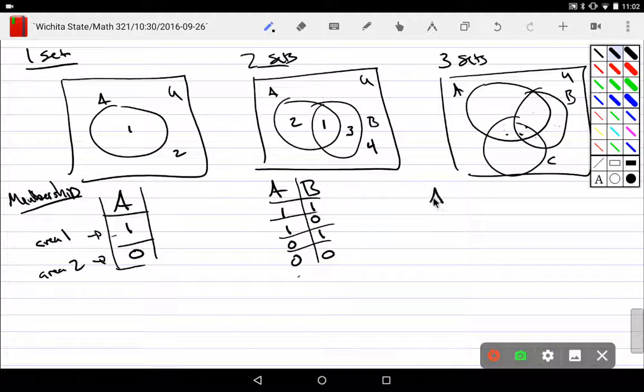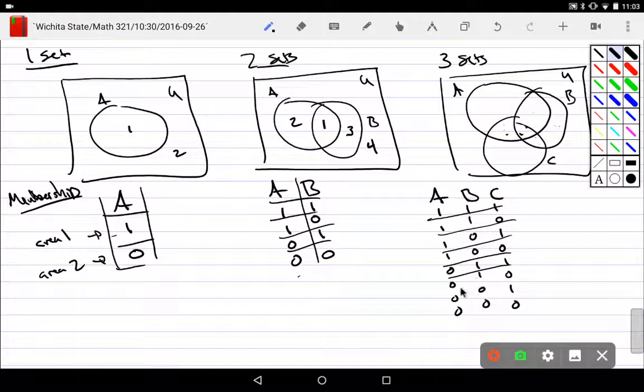All right, so what if I have three sets, A, B, and C? I could be in, in, in, in, out, out, out, out. In, in, out, out, in, in, out, out. In, out, in, out, in, out, in, out. What does that make row 1? Right there in the middle. What does that make row 2? That one right there. Where's 3?